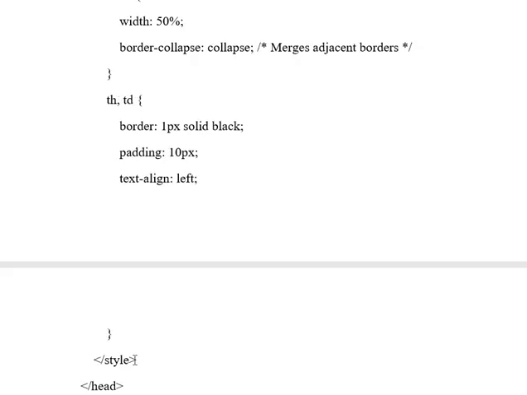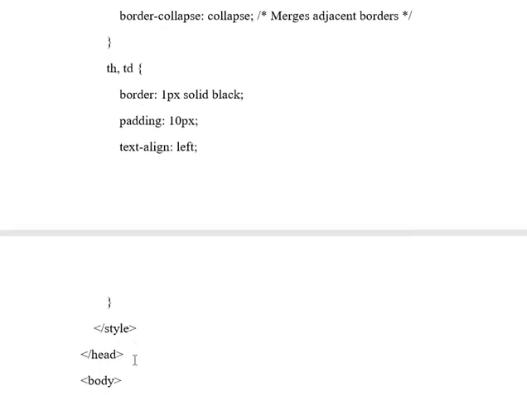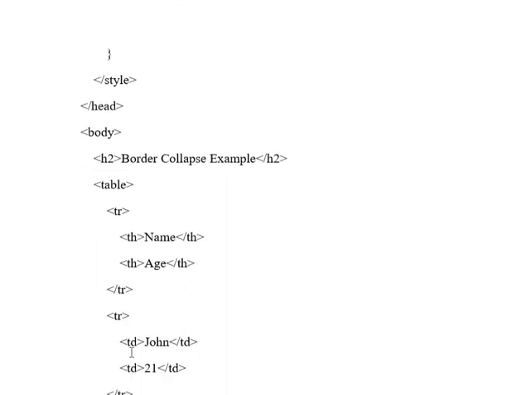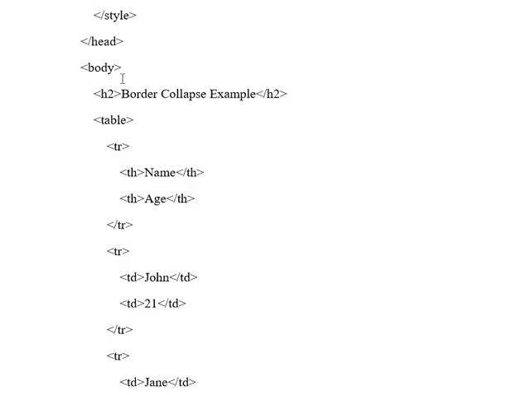So this is the end of the style. After this you can end the head part of our HTML source, and the next part will be the body part. Under body we have used the h2 header tag to display this text in h2 header format on the web page. So the first statement that appears on the web page will be border collapse example in h2 header format.